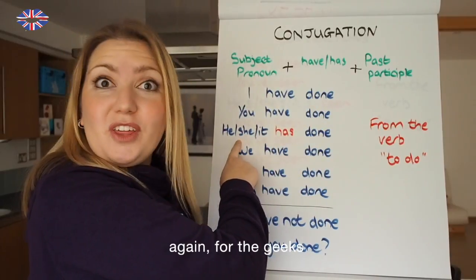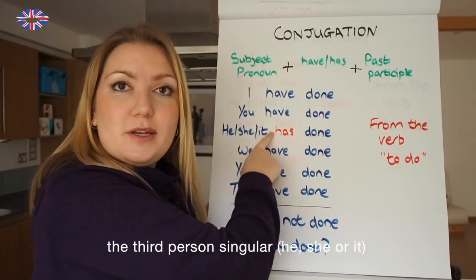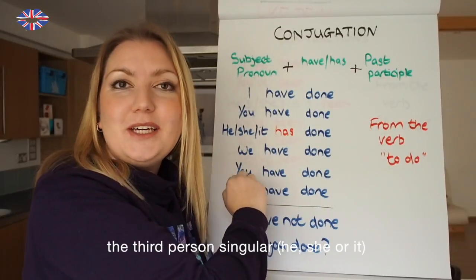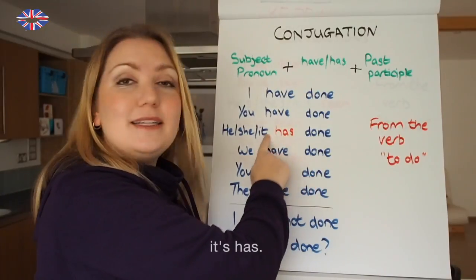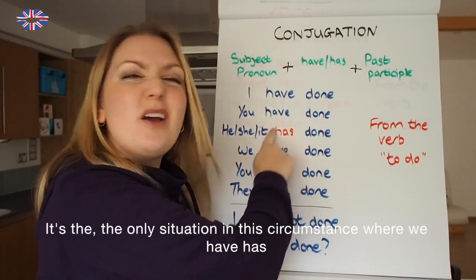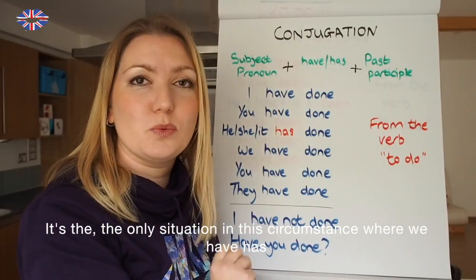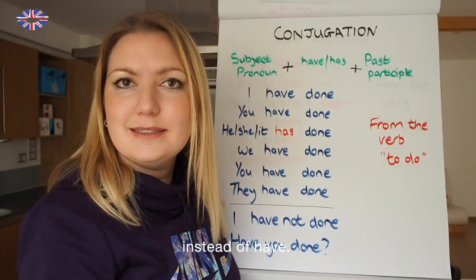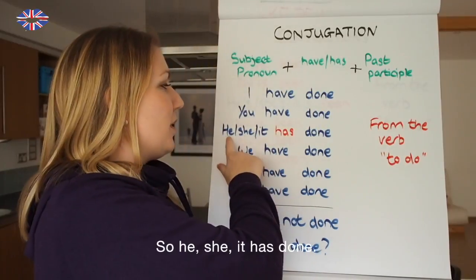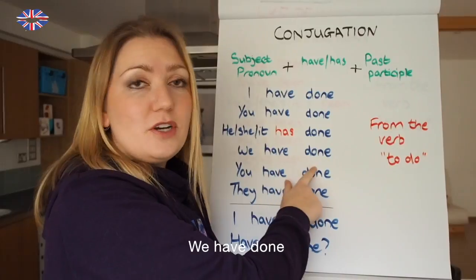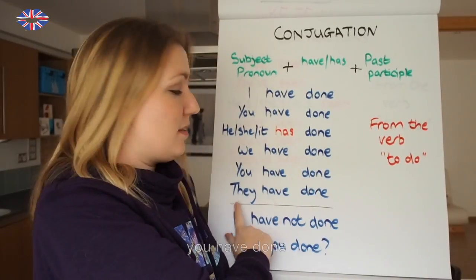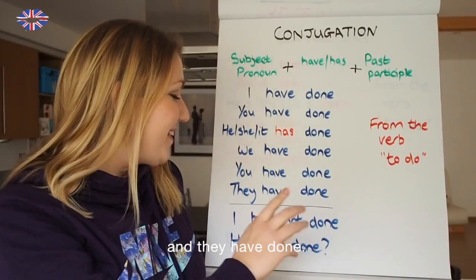Now again, for the geeks, the third person singular, he, she or it, is different. So instead of have, it's has. And it's the only situation in this circumstance where we have has instead of have. So he, she, it has done. We have done, you have done, and they have done.